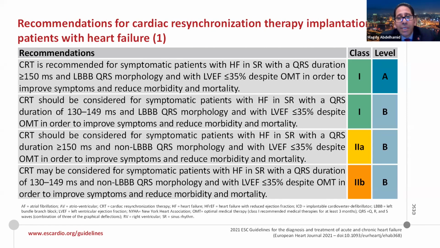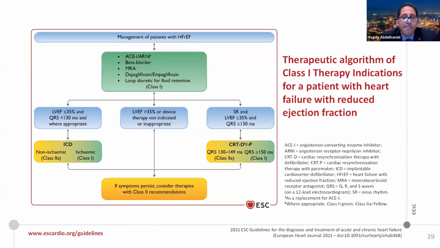It's class 1B if the QRS duration is 130 to 149 and left bundle branch block morphology, with the same criteria, ejection fraction less than 35% despite optimal medical treatment. And with the QRS more than 150 but non-left bundle branch block morphology, it's a class 2A recommendation, and patients with QRS 130 to 149 and non-left bundle branch block morphology is considered a class 2B recommendation.